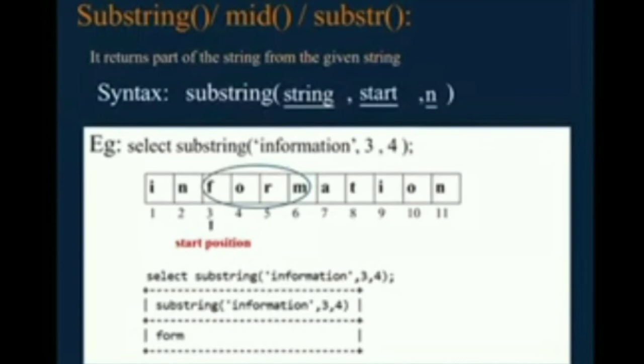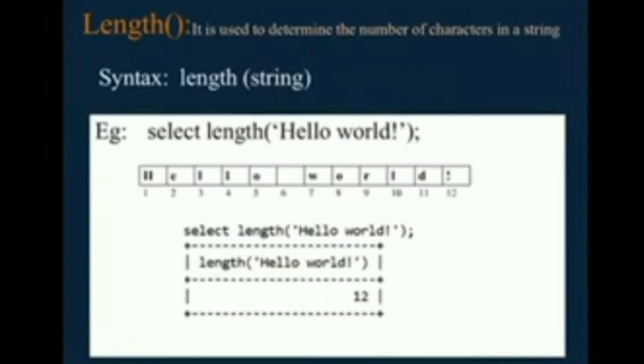So students, look at the example. SELECT SUBSTRING('information', 3, 4). So 'information' is the string, 3 is the starting position, and 4 characters you want to extract. So the output will be FORM.